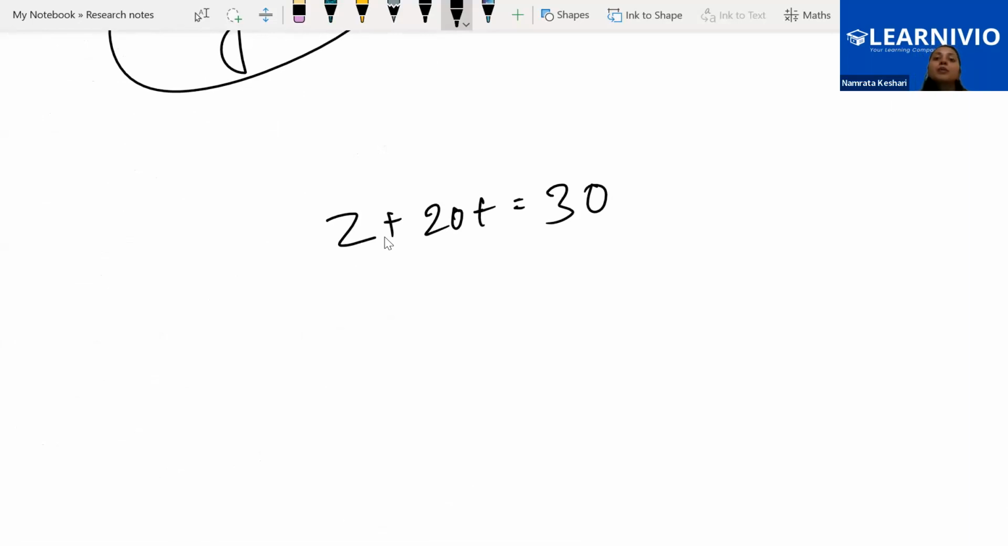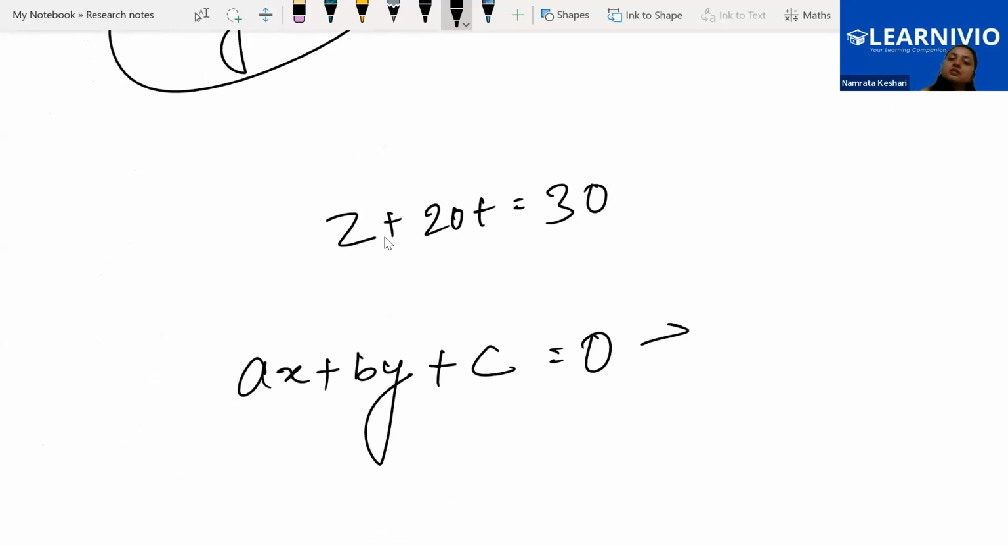Now the standard format of a linear equation in two variables is ax plus by plus c is equal to 0. This is the standard form of a linear equation in two variables.